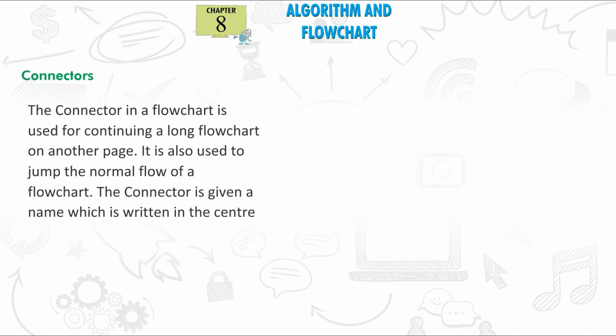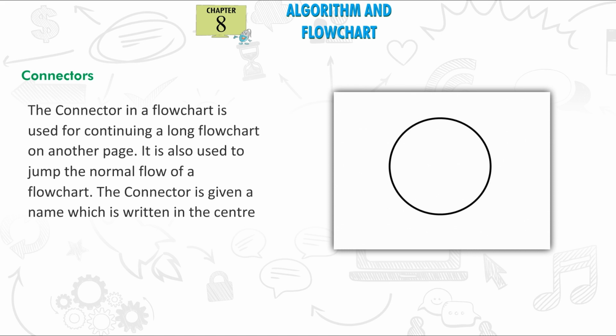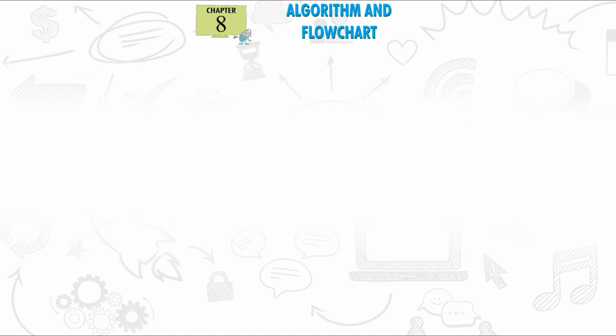Connectors. The connector in a flowchart is used for continuing a long flowchart on another page. It is also used to jump the normal flow of a flowchart. The connector is given a name which is written in the center.